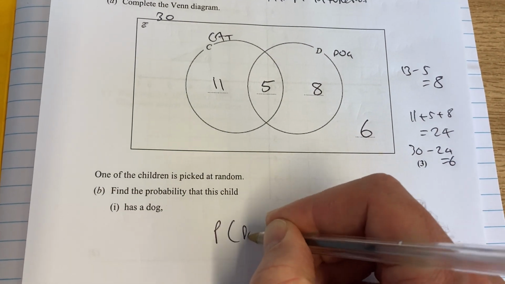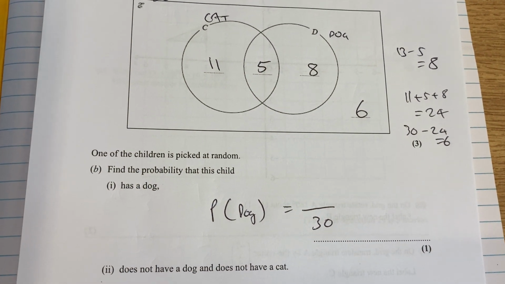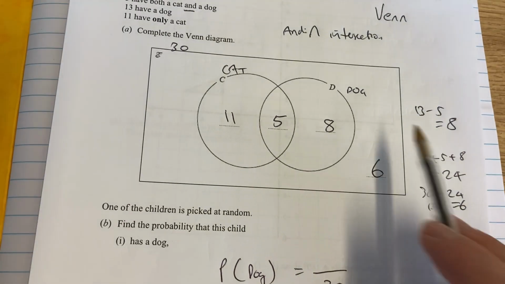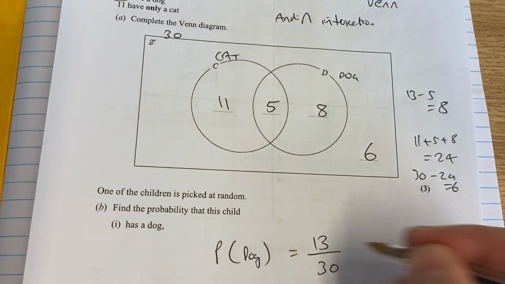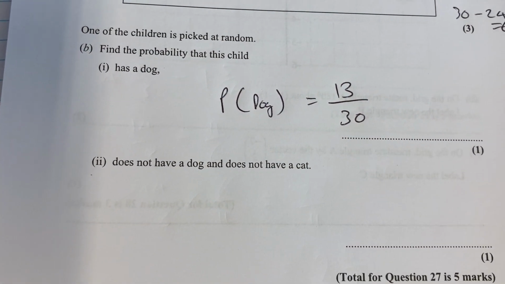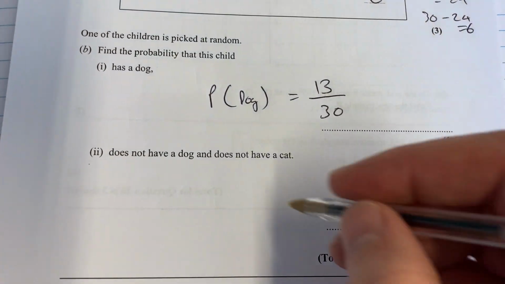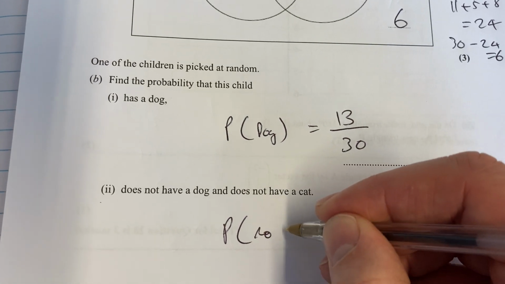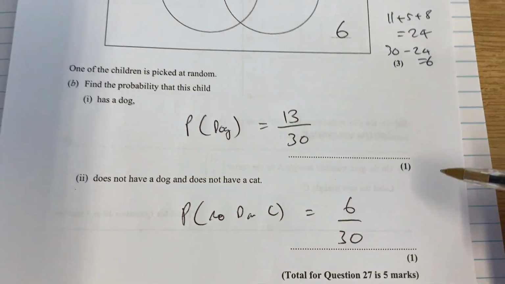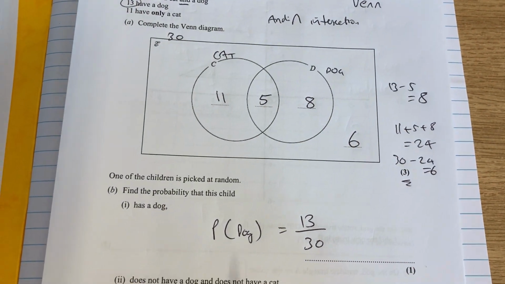I know the total is 30, so I'm doing it out of the total. But that the child has a dog, well, there are 13, as they told us. So 13 out of that 30. Then does not have a dog and does not have a cat. So that'll be where we need to do that subtraction here. It's outside of that union. So the probability that they have no dog or cat is the 6 out of the 30. Okay, it's only giving you 1 mark there, but you do have to understand what's going on here, and that's why those 3 marks there are important.